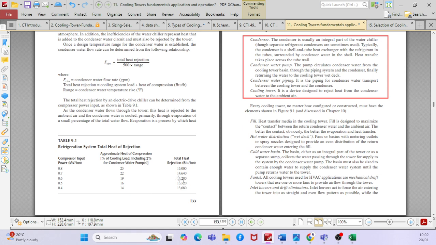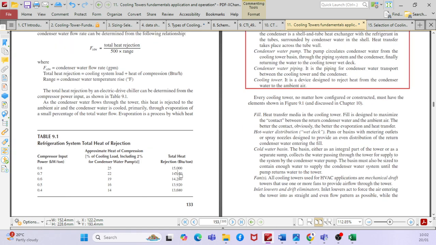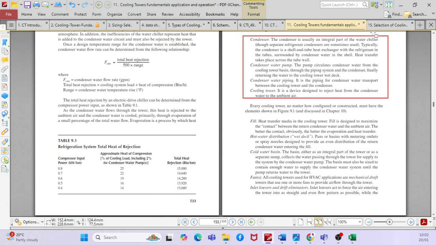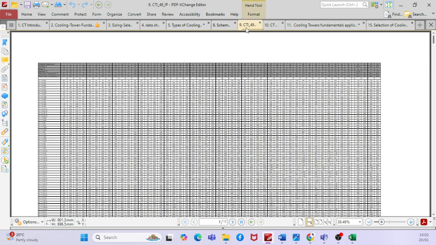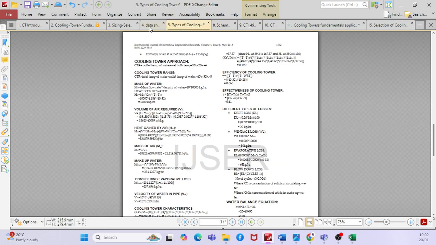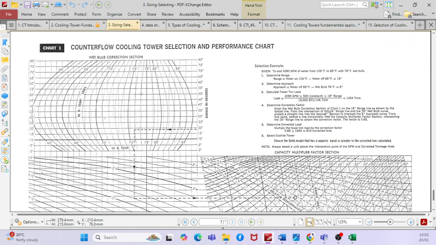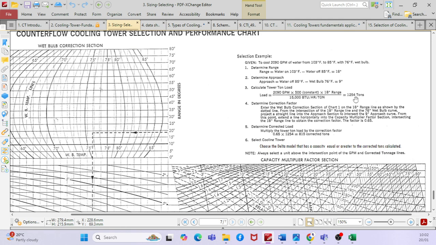Total heat rejection of the refrigeration system is around 15,000 BTU per hour, right? You can say that for the cooling tower it is 15,000 BTU per ton, whereas for the chiller it is 12,000 BTU per hour. Now you calculate the tonnage, right? This is the tonnage.